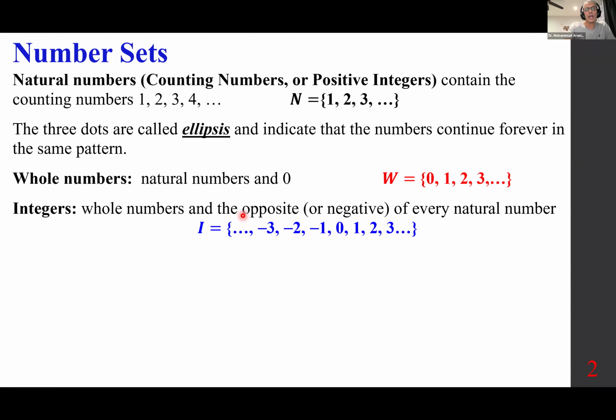Integers: whole numbers, and the opposite or negative of every natural number. In other words, same as the whole numbers, and then go to the left side, -1, -2, and so on, represented with the letter I.